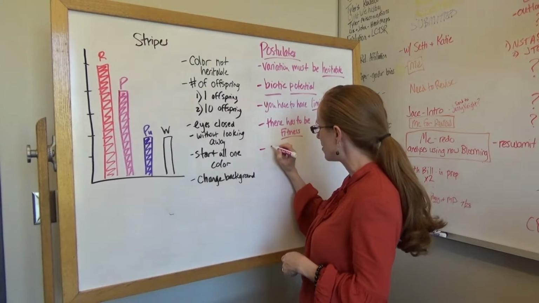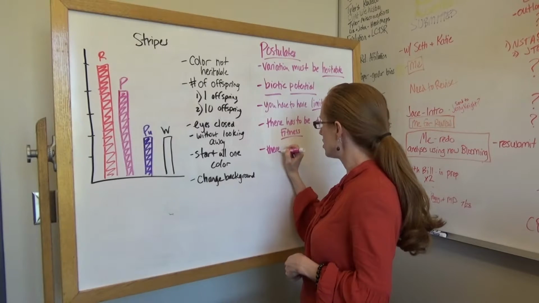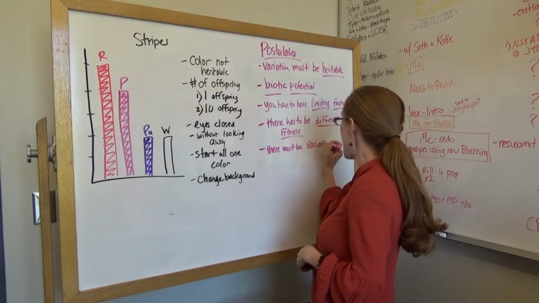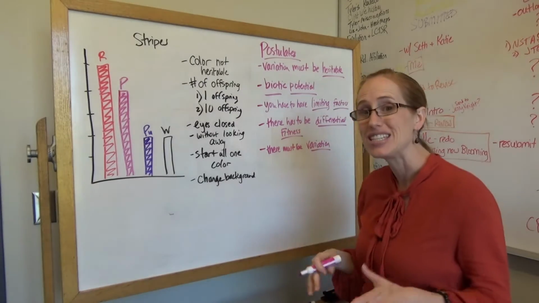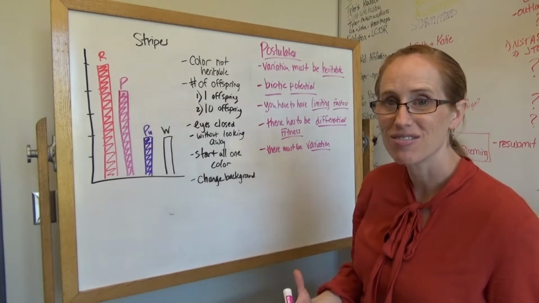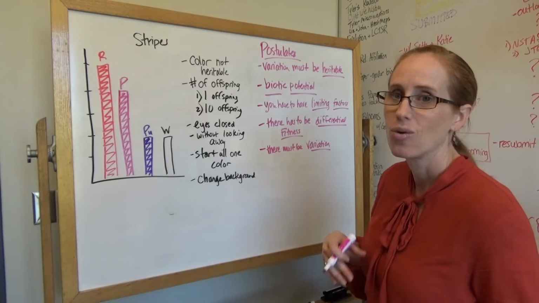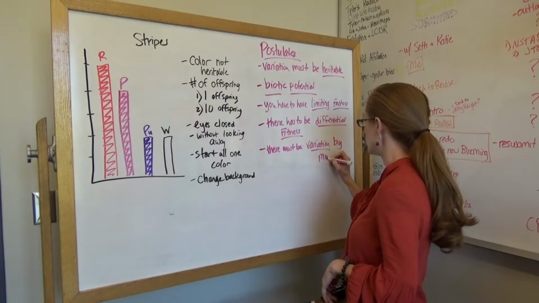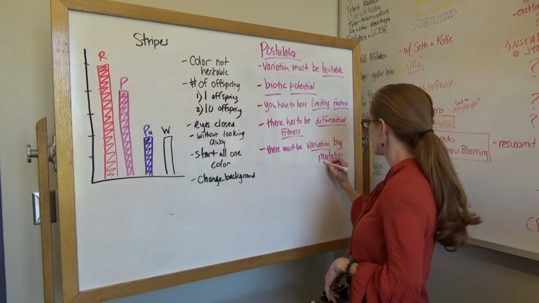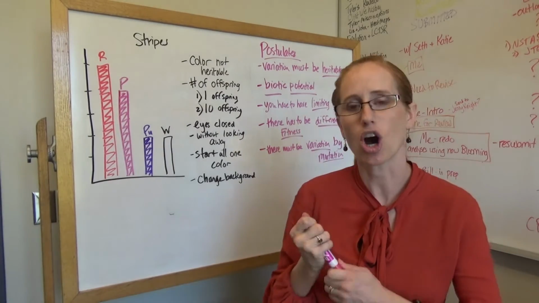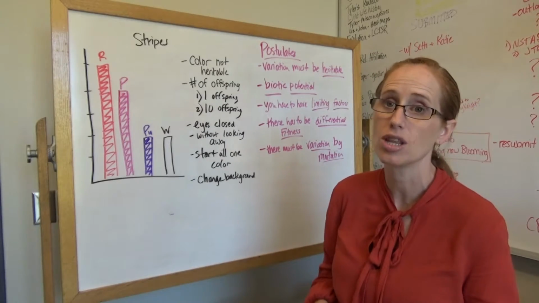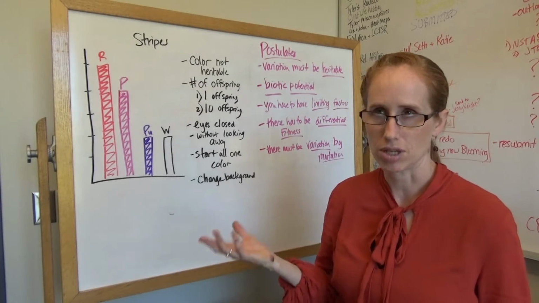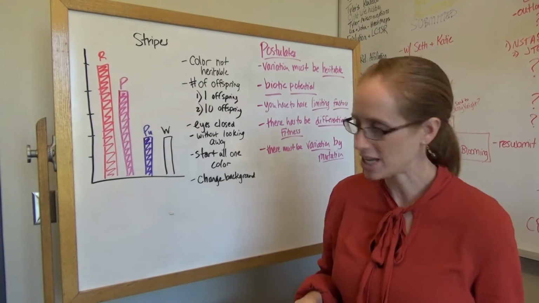So there must be variation, and ask them, where did that variation come from? Did they change because of the environment, or was there variation there? Well, the answer is yes. There was variation there, so variation by mutations. So there has to be variation already in the population. If there's no variation, then the organisms will not evolve by natural selection.